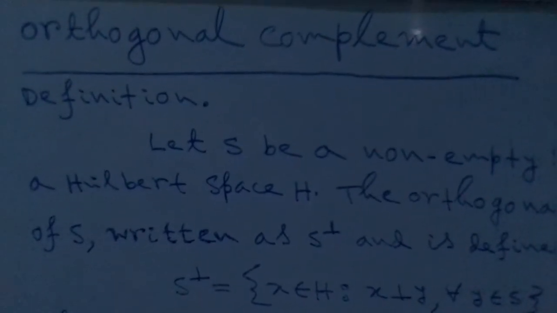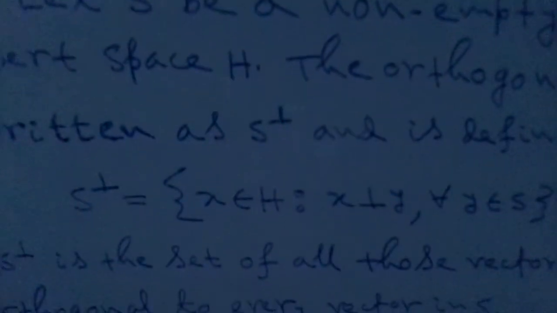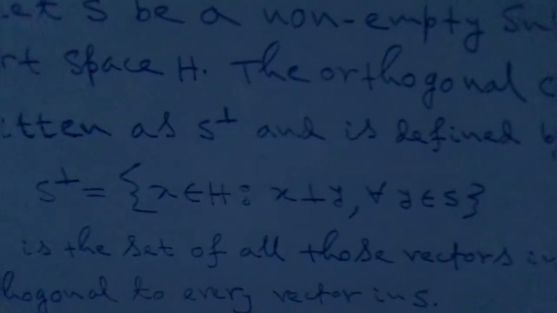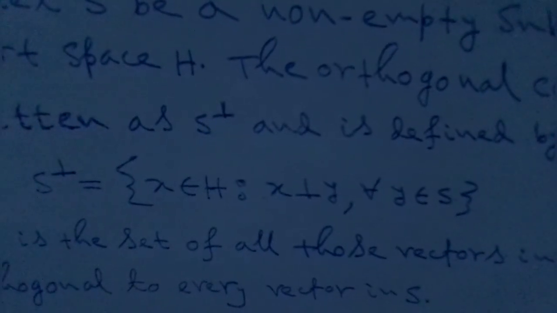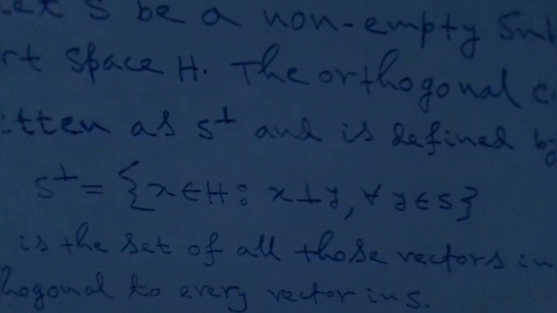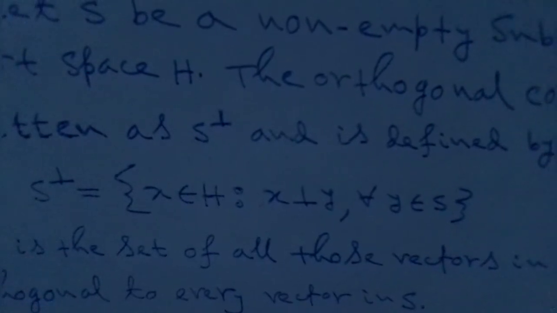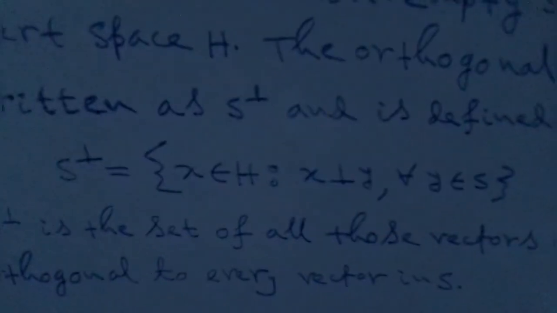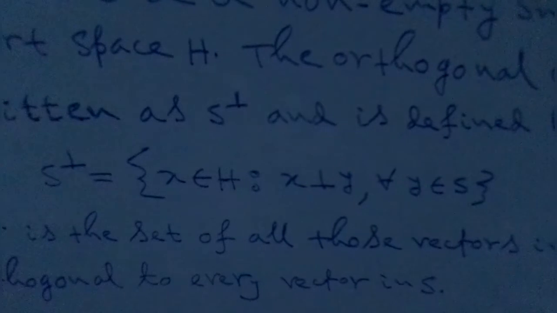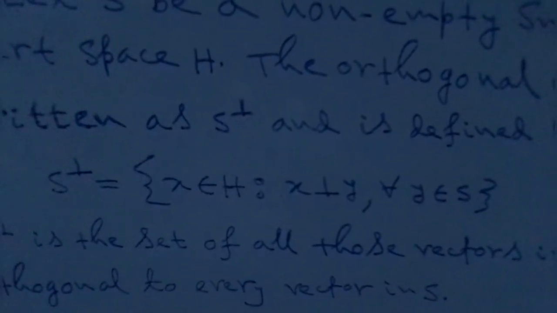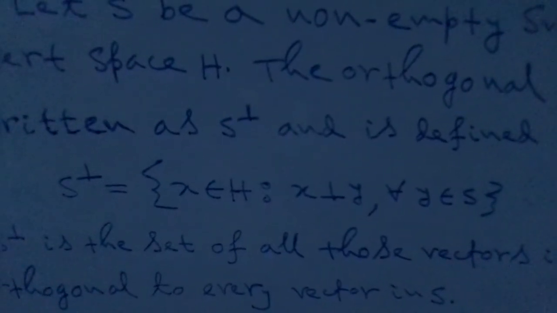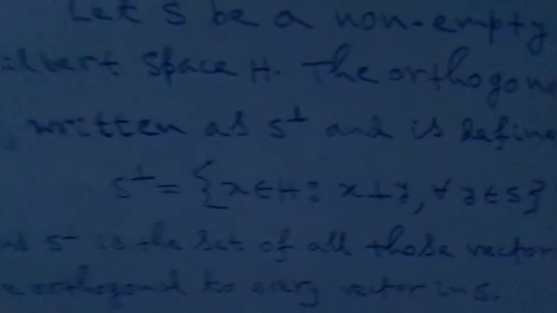So this is the perpendicular notation, S perpendicular, and it is defined as S perpendicular equals the set of x belonging to H, where x is a vector in Hilbert space H, such that x is perpendicular to y for all y belonging to S. This is our definition, and this is a helpful definition. Always remember it, and for many purposes we use this notation.